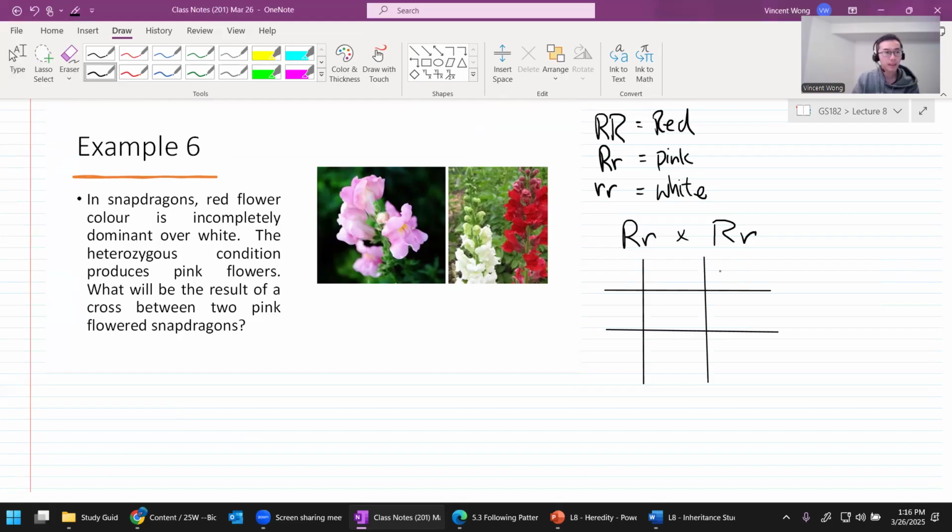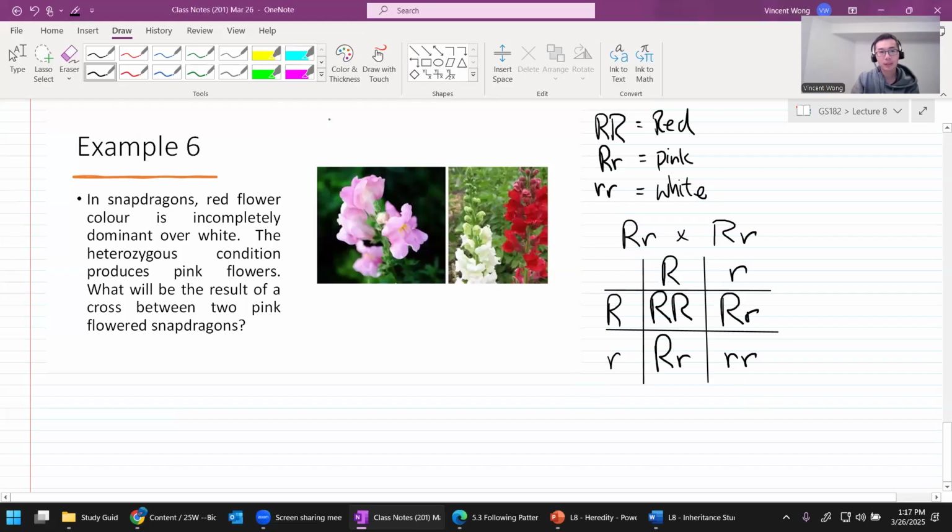What do we have? Anybody? Okay. 50% pink. And what about the other ones? Red and white. And the percentage for them? Yeah. 25? Yeah, very good. Okay, so big R, small r on the side, big R, small r at the top, and then we're gonna do the Punnett square, okay? Big R and small r and small r.